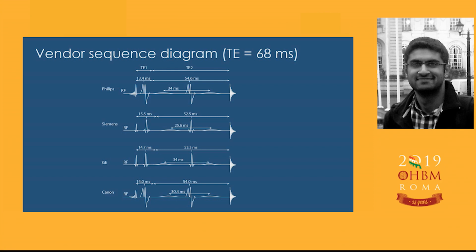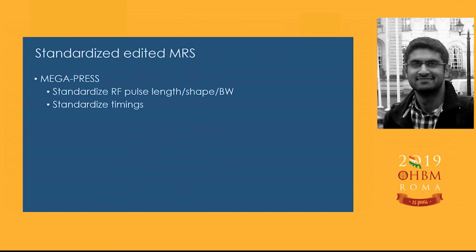The editing pulses are different in terms of waveform, but it's also different how far apart they're kept, and that affects your editing as well. And in terms of timing, TE1 and TE2 are also different across vendors. And these differences lead to edited signal with different patterns, and that also can cause variation in your measurement. So therefore, our objective was to design a MEGA-PRESS sequence with standardized RF pulse length, shape, and bandwidth, and also the timings.